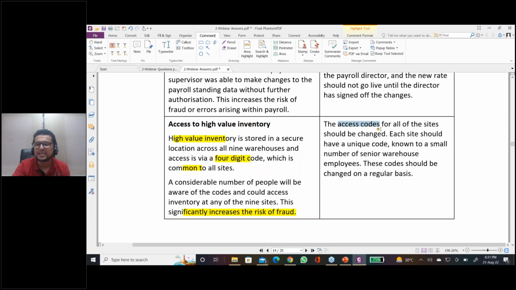The access code for all the sites should be changed on a regular basis. The code should be unique for every branch, and this should be known to very limited senior members, and even that should be changed on a regular basis.